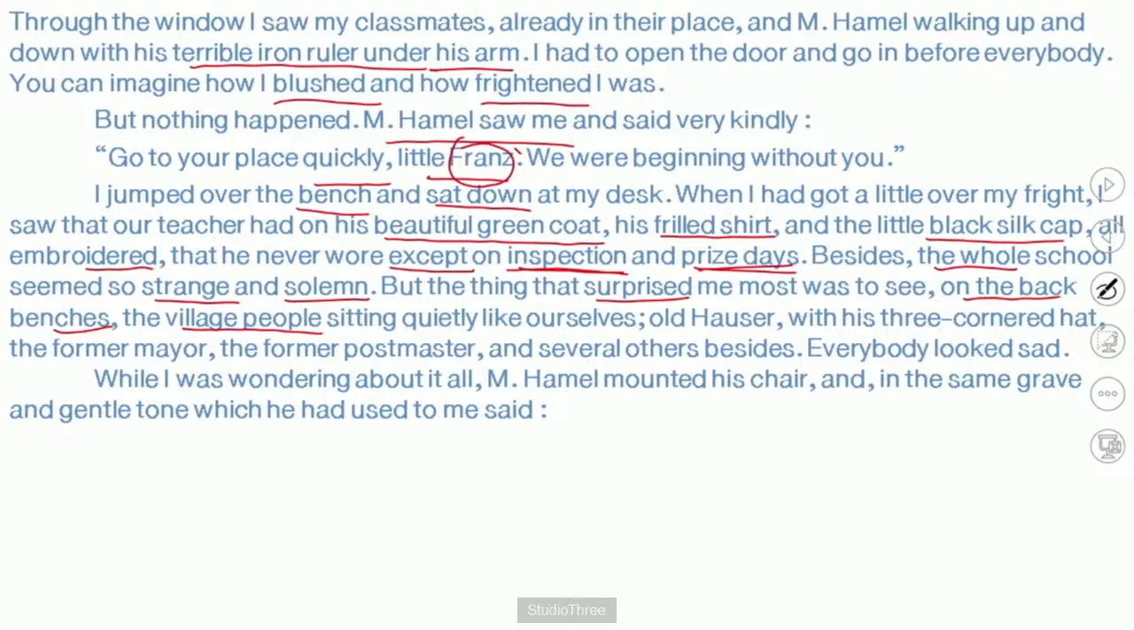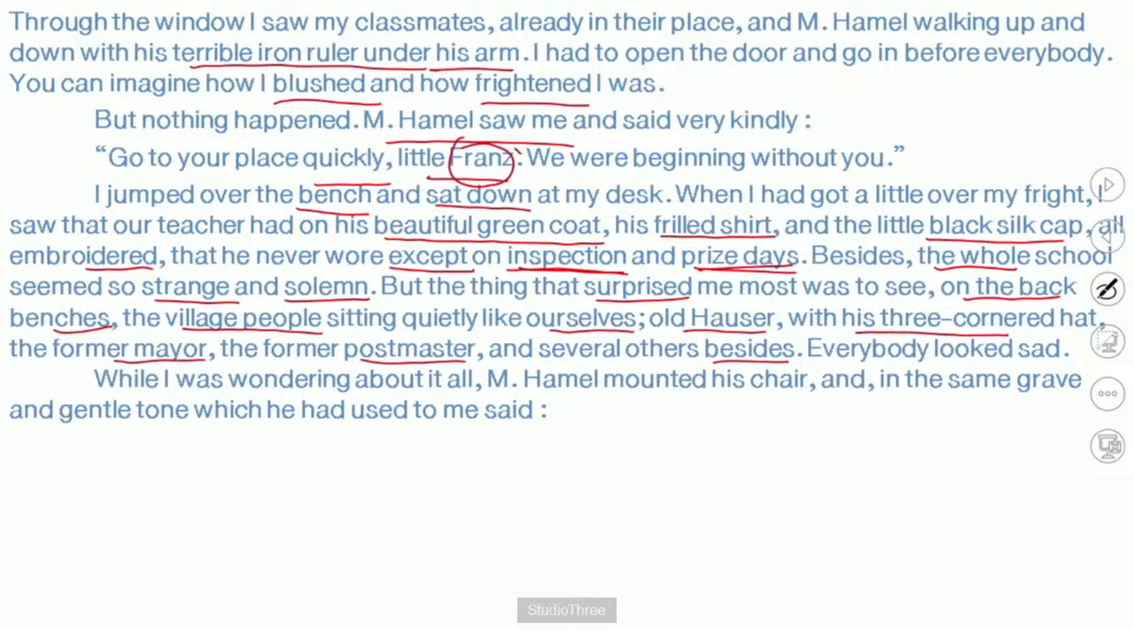Means the writer noticed that not only students but also villagers had come there, and they are sitting on the back benches. So who are they? Old Hauser, wearing his three-cornered hat, the former mayor, the former postman, then several others besides. All these people are sitting behind and they are looking very calm and quiet.